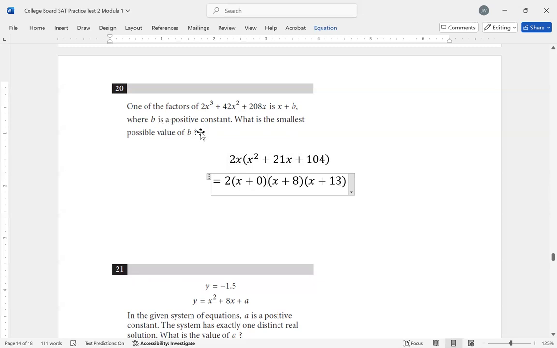But b has to be positive. 0 is not positive. It's neither negative nor positive. So we don't even have to worry about writing x plus 0 like that. So b has to be positive. The smallest possible positive value of b is going to be the 8. 13 is bigger than 8. So the answer is 8. Smallest possible value of b is 8 for question 20.